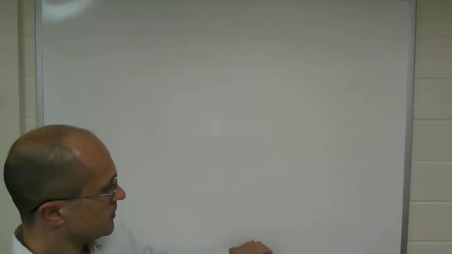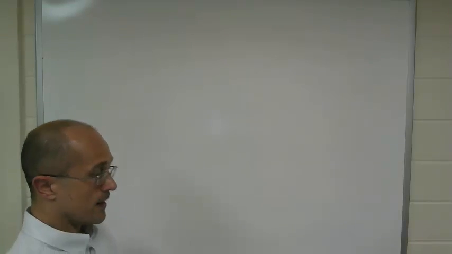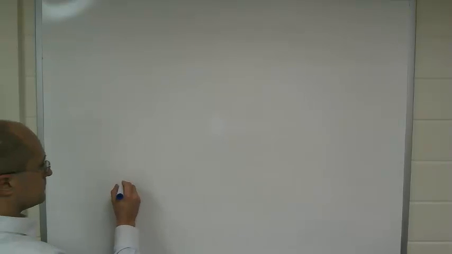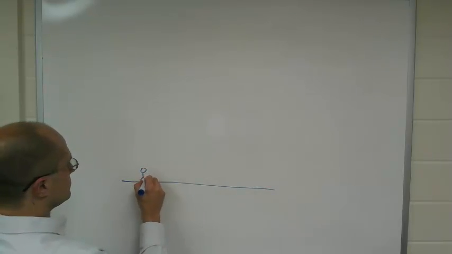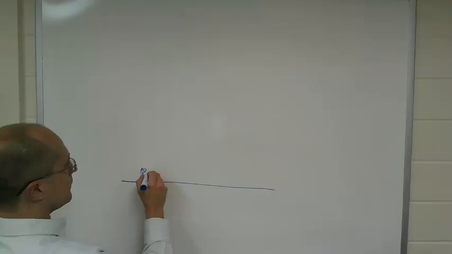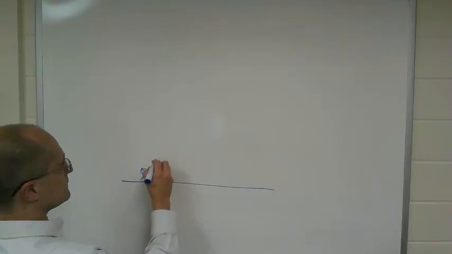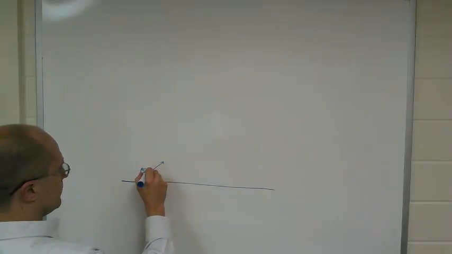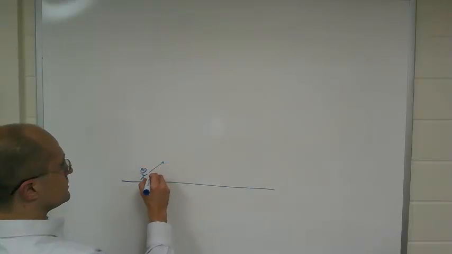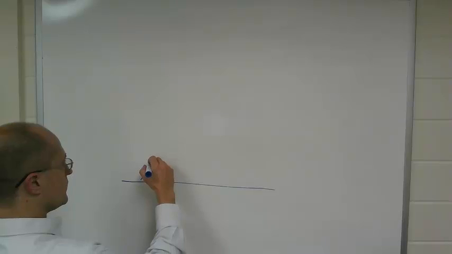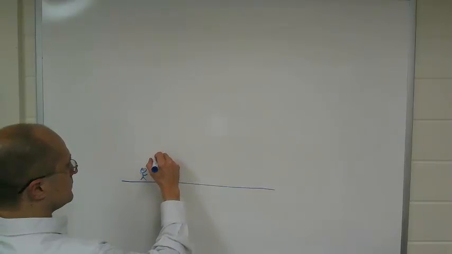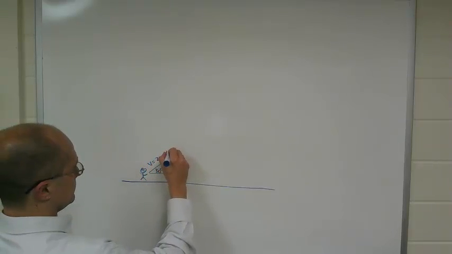Alright, so this is going to be one of our first videos where we actually do a problem on projectile motion. So we'll start with assuming that we have somebody standing here and they're just going to throw a projectile. Let's say they have a ball, and they're going to throw that projectile at an angle of 30 degrees with an initial velocity of 20 meters per second.